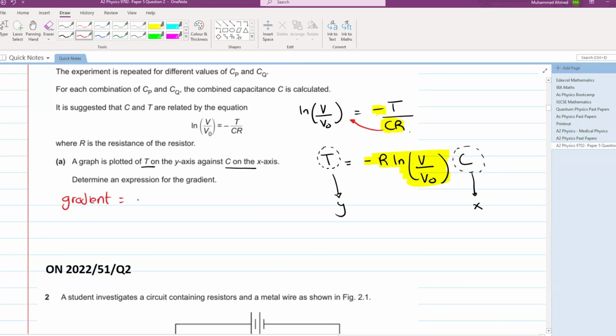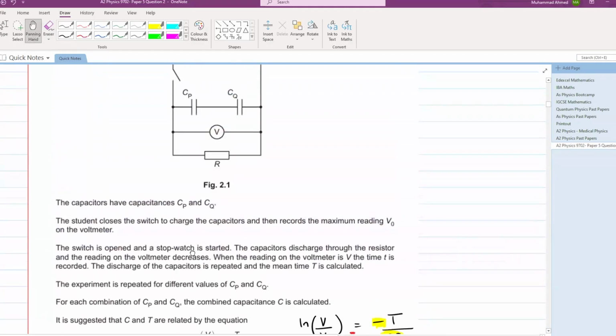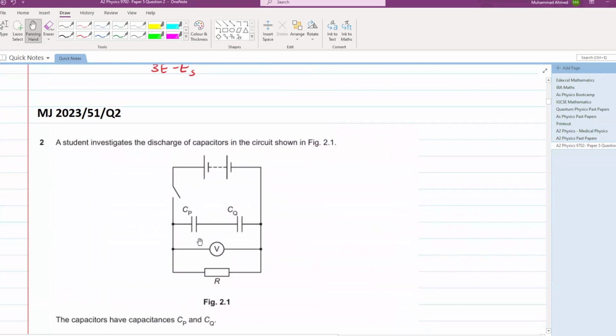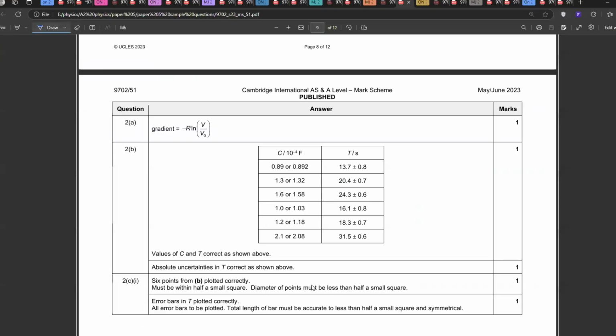The gradient here is equal to negative R ln V over V naught. Simple. Let's check the year. This is May June 2023 paper 51. Let me see if I have this open. One second. Yeah, here you have it. You can see that the gradient for this paper is negative R ln V over V naught.